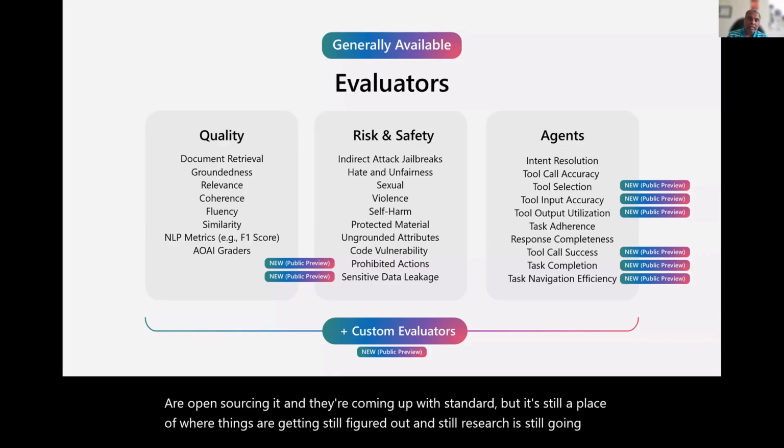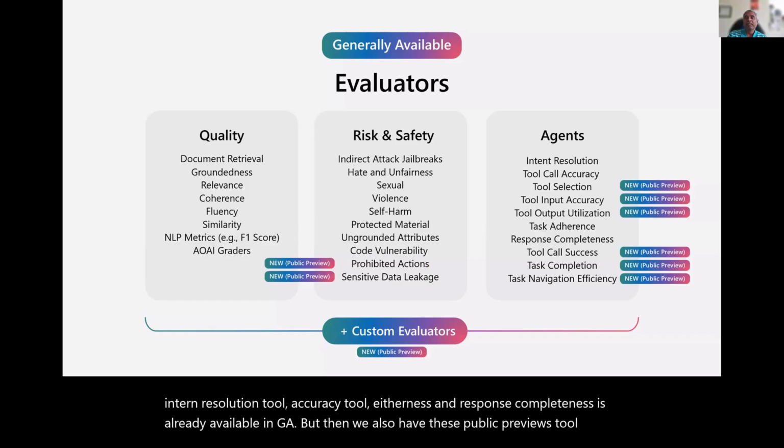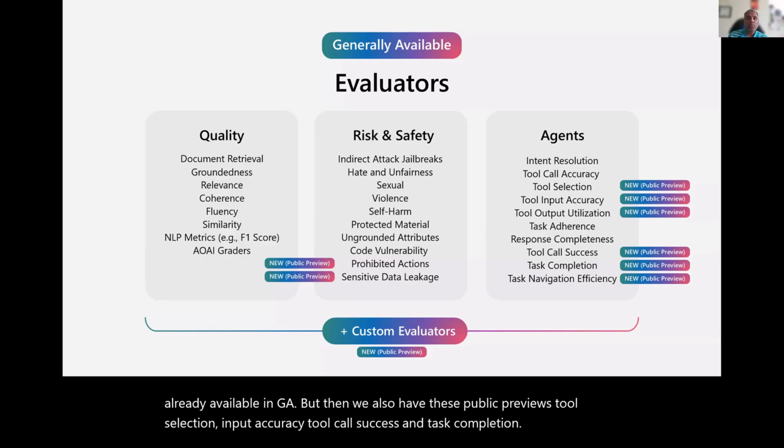You can see some of them are in public preview, but intent resolution, tool accuracy, tool awareness, and response completeness are already available in GA. Then we also have these public previews: tool selection, input accuracy, tool call success, and task completion. So this is one part of it.